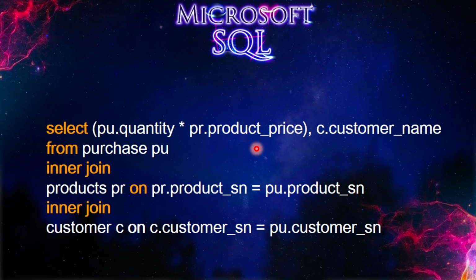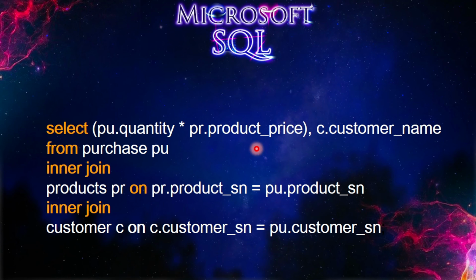We can also add a condition to this query, meaning that only get me PU quantity times pr.productPrice as total payment, meaning that I've created a new field called total payment, which will hold quantity times the product price, and get me also the customer name from purchase PU inner join. Inner join means get me the intersection of these tables. Products PR on pr.productsn equal pu.productsn. Again, PR is the alias for products.